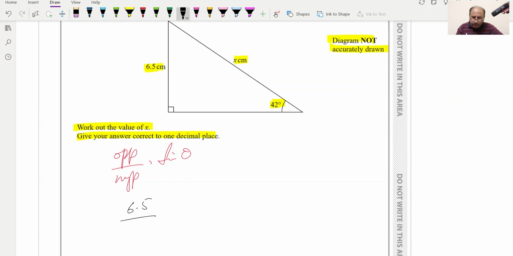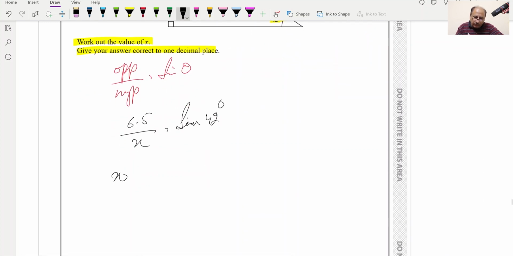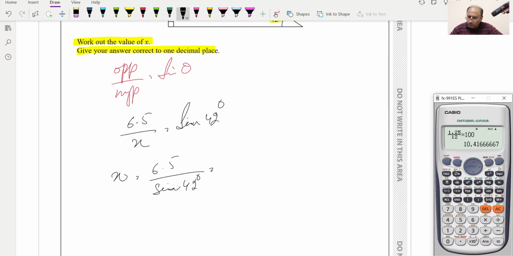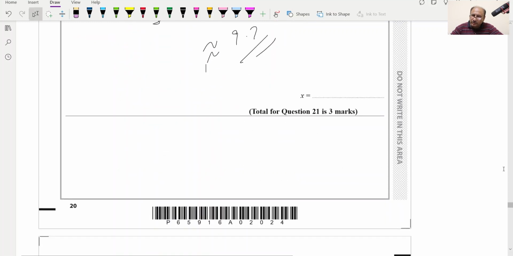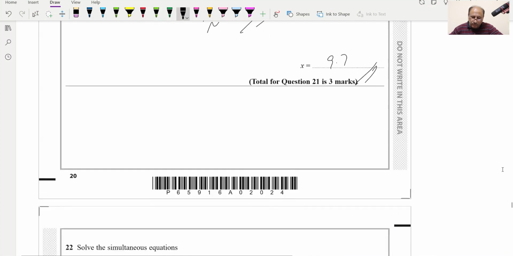Opposite 6.5 over x is equal to sine of 42 degrees, and we can find the x value: x will be equal to 6.5 over sine of 42 degrees, and this is equal to 9.71. The one decimal place answer will be 9.7. Hopefully it's clear, 9.7 over here. This is the mark for the question.